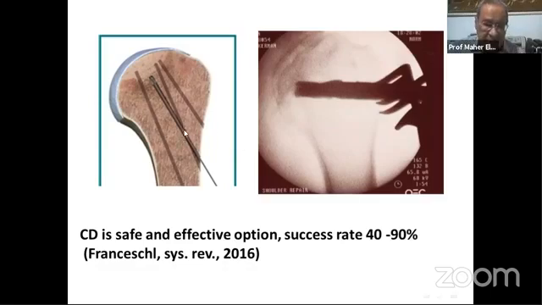with percutaneous multiple perforation or one or more reaming of 6 to 8 millimeters advanced in the necrotic area, 1 centimeter apart from the articular cartilage.